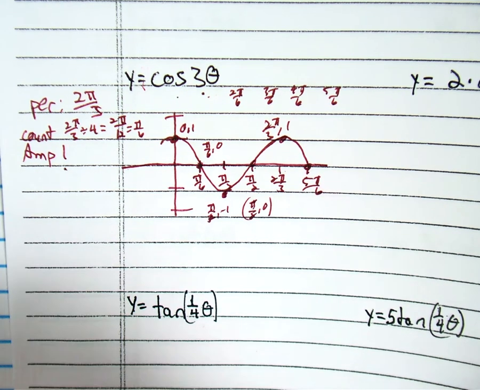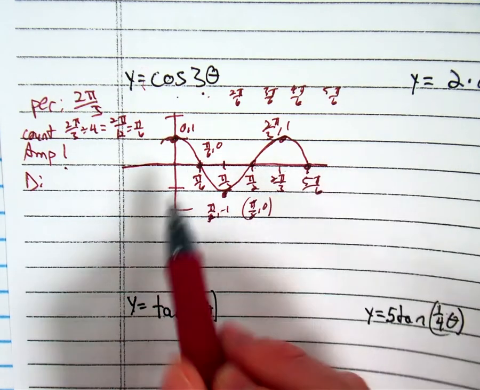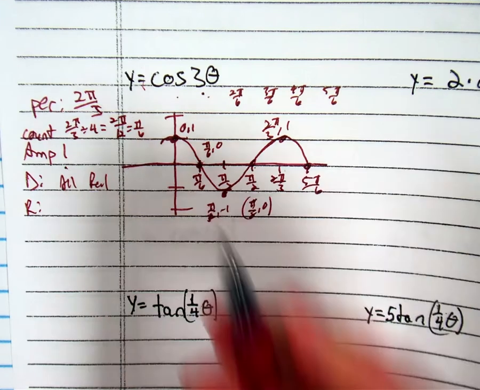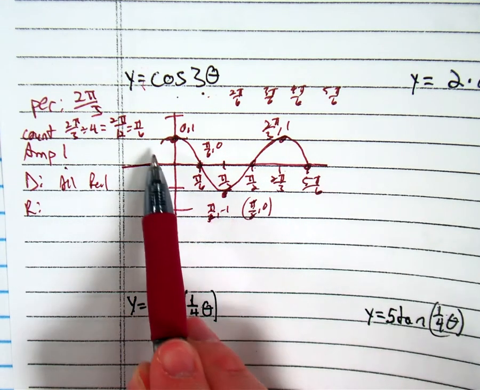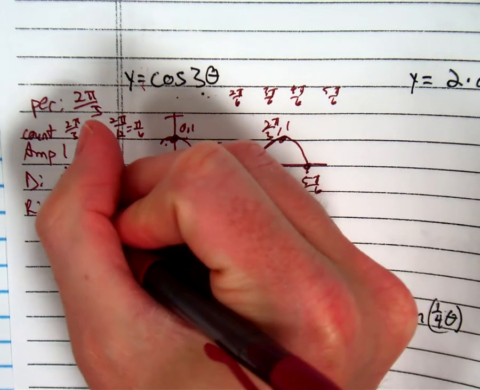Okay? Domain and range. Domain, your x's. This keeps going forever left and right, so that one's all reals. Range, look at up and down, up and down, up and down. Okay, we're bouncing back and forth between 1 and -1.